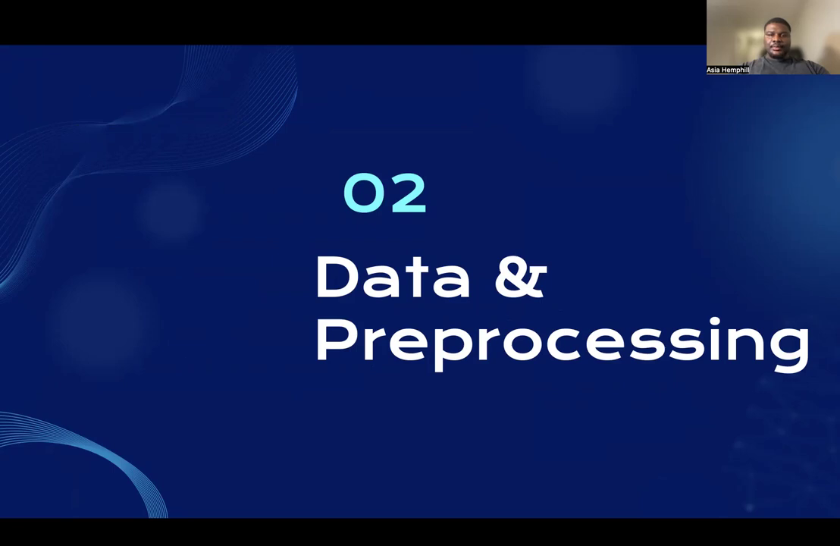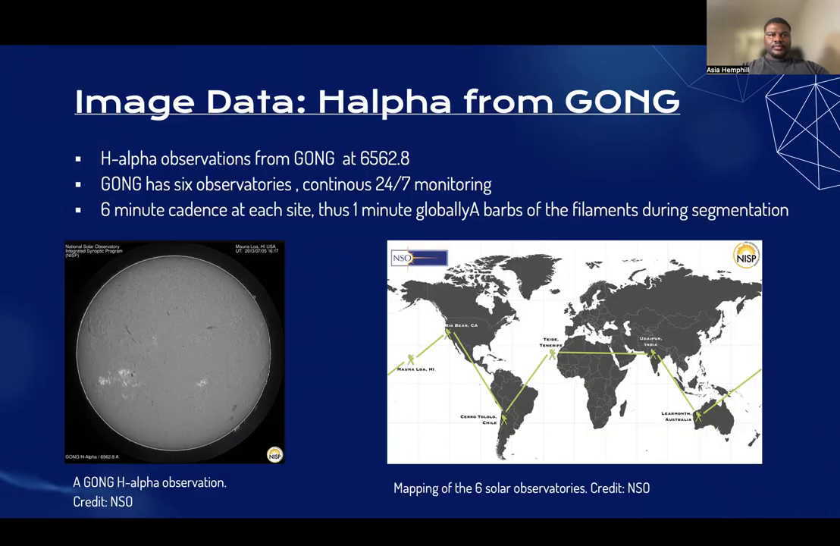I'll talk about the data and preprocessing we have done. We used H-alpha image data from GONG, which has 6 observatories. Each site in GONG captures data at a 6-minute cadence, giving us a global cadence of 1 minute for capturing H-alpha images. The image on the left shows an H-alpha image from GONG, and the image on the right shows the 6 different observatories that constitute GONG.